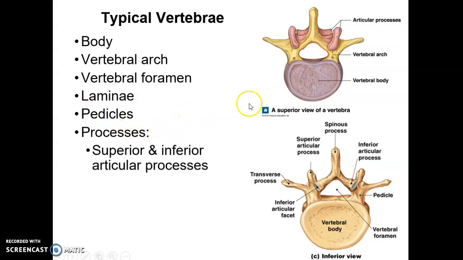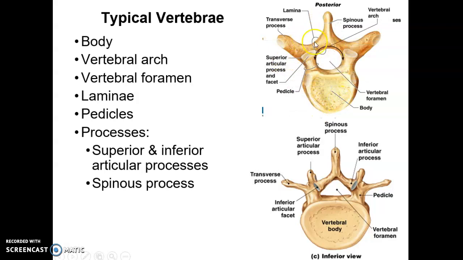Processes, bones that jut out. There's superior and inferior articular processes. This is a superior view from above. So this and this are the superior articulating processes, and the smooth portion are their facets, where they articulate with another bone. And this is the inferior view, so here's the inferior articular process with the facets that would articulate with the bone below, inferiorly. And then the spinous process juts out posteriorly out the back. So this is anterior, and that's posterior.